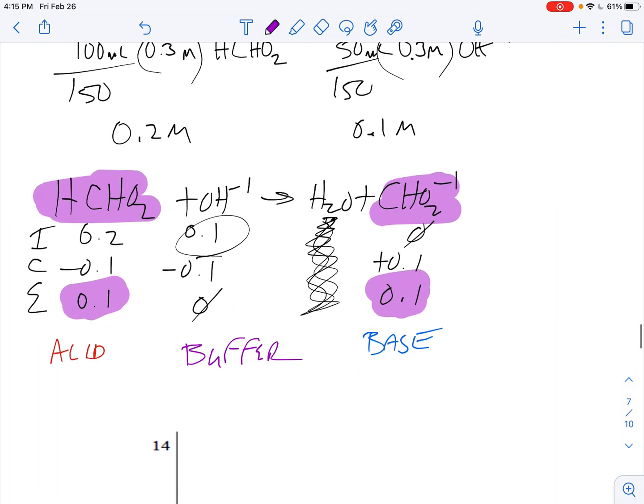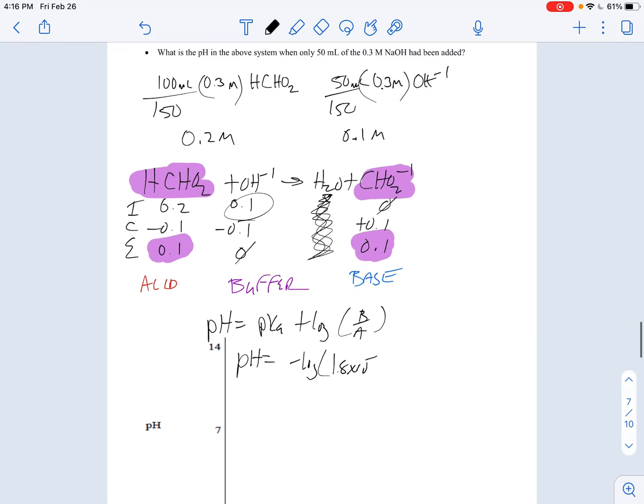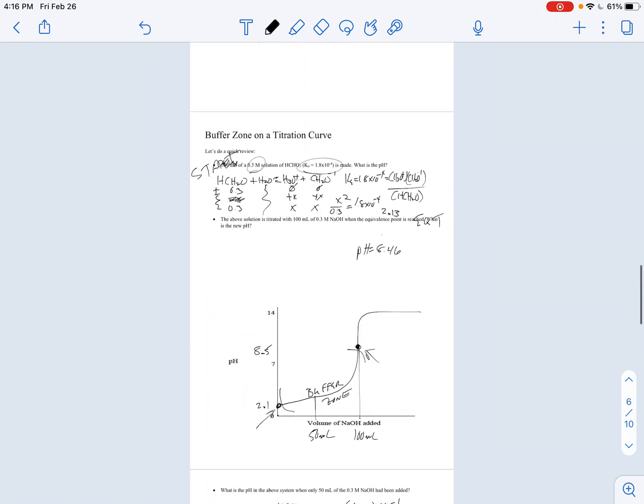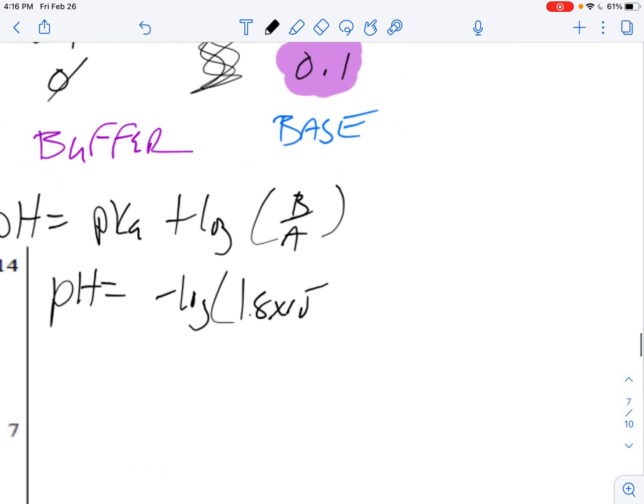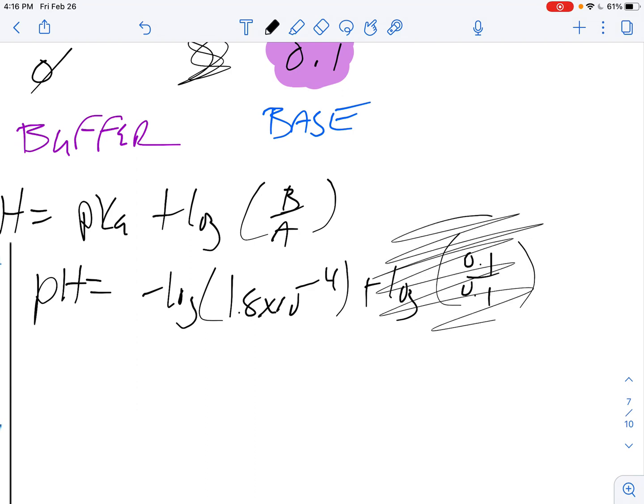So if I were to simply go ahead and plug these guys into my Henderson-Hasselbalch equation, check out what would happen. I would get pH is going to be equal to, again, the pKa plus the log of my base to my acid, or my pH is going to be equal to the negative log of 1.8 times 10 to the negative, oh, what was that number? Fourth, plus the log of 0.1 over 0.1, which is going to drop out.